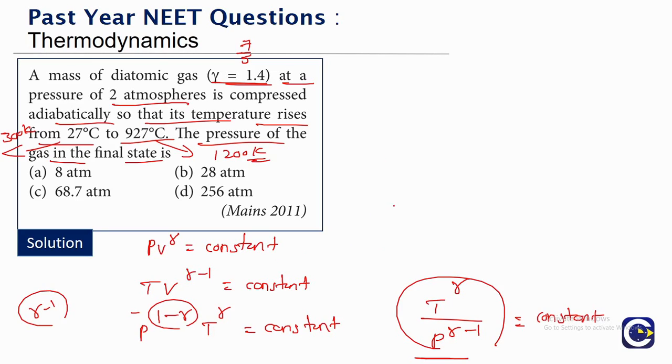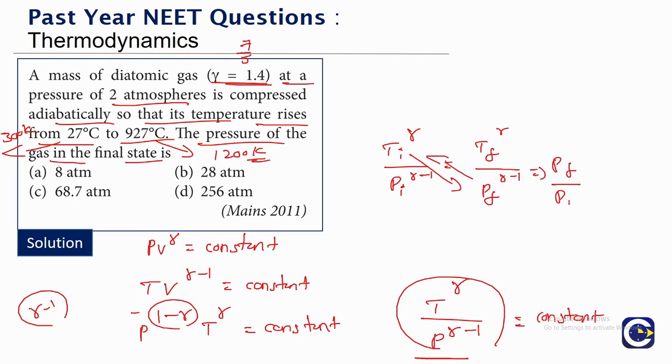So if you look at it, right, T initial power gamma divided by P initial power gamma minus 1 is equal to T final power gamma divided by P final power gamma minus 1. So here we are looking for what? The P final. So what we'll do is we'll just bring the pressure term to one side. So bring the pressure this side, take the temperature that side. So what we'll have from here? P final by P initial, both will have the same power. Power gamma minus 1 is equal to what? T final by T initial power gamma. Both the terms on RHS also have the same power. T final by T initial power gamma.